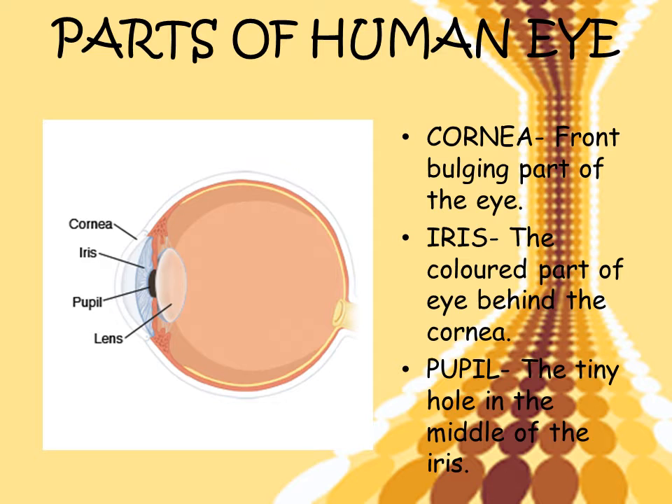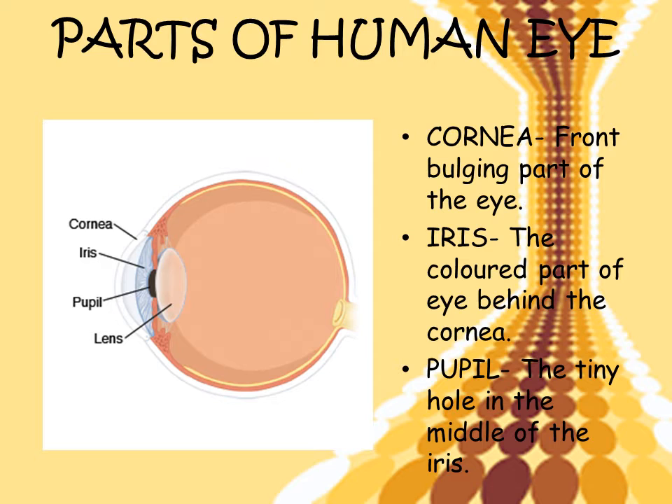Then comes the iris. It is a circular diaphragm suspended in front of the crystalline lens. It has a tiny hole in the middle and is commonly called pupil. It has the tiny muscular arrangement radially around the pupil. These muscles can increase or decrease the diameter of the pupil.